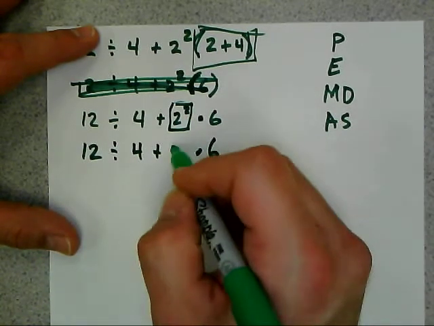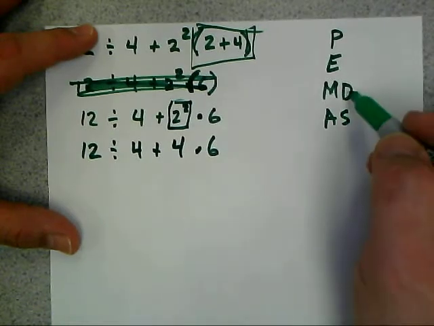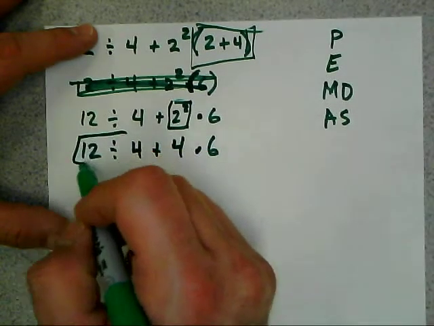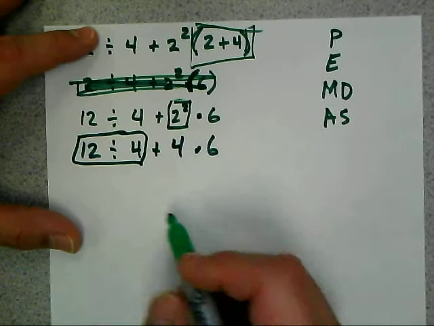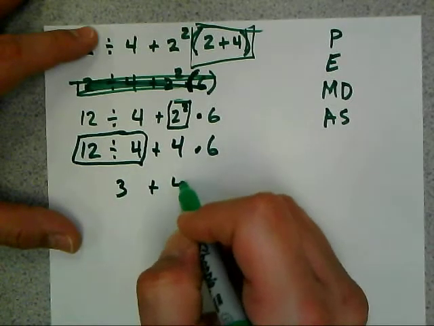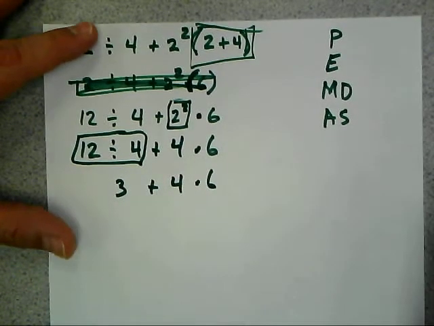And 2 to the second power is 4. And then what do we do? Multiplication and division. Well, there's the division right there. So 12 divided by 4 is 3. And then just write everything down again.